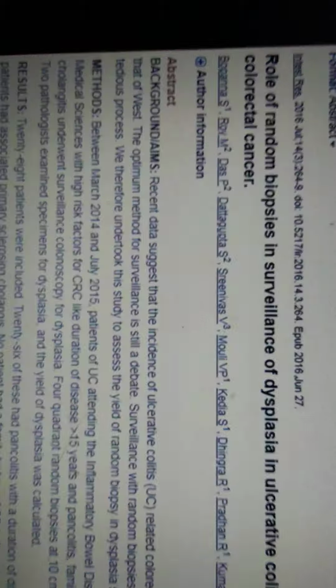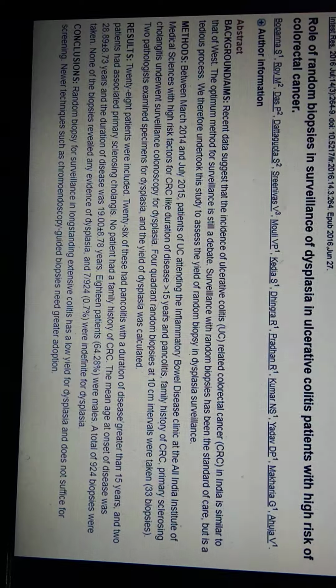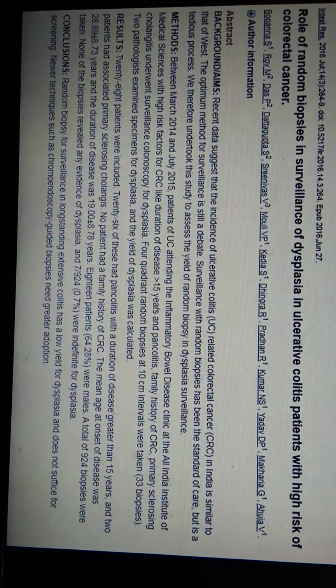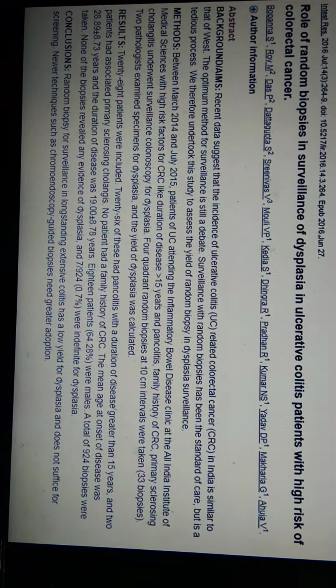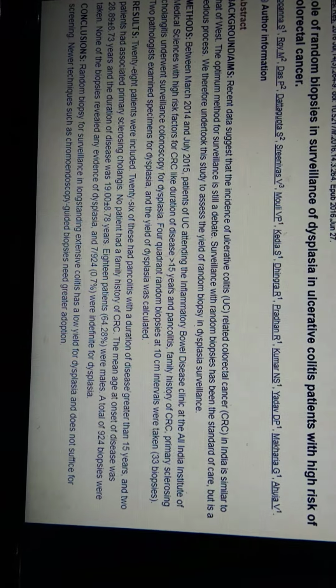So all IBD patients are not at high risk. This cohort of patients who have pancolitis, active disease, disease duration of more than a decade, and associated other things like primary sclerosing cholangitis, are called the high risk cohort among the IBD patients. So these 28 patients had all of these high risk features. We did this 10 centimeter 4 quadrant biopsy protocol and an average of 33 biopsies per patient were seen. So more than 900 biopsies we had seen. We did not see any low grade dysplasia or high grade dysplasia in any of them. In a minuscule percentage, 0.7%, we did see an indefinite for dysplasia category.